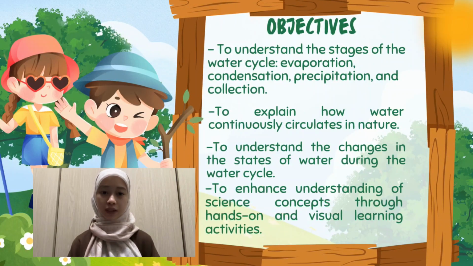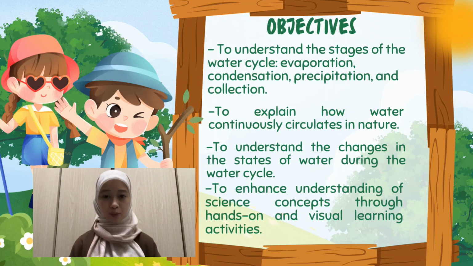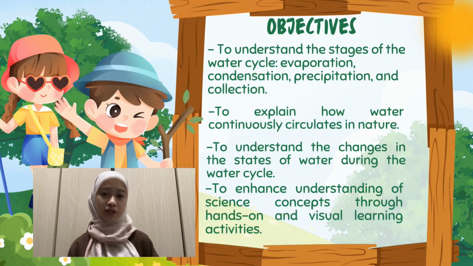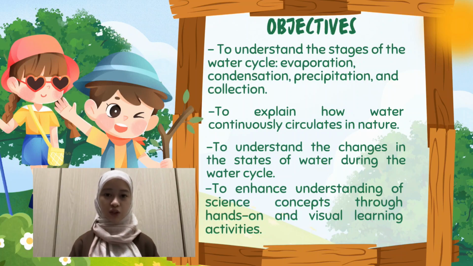The first objective is to understand the main stages of the water cycle, namely evaporation, condensation, precipitation, and collection. These stages explain how water moves continuously between the Earth and the atmosphere. By understanding each stage, we can gain a clearer picture of how water is naturally recycled in the environment.